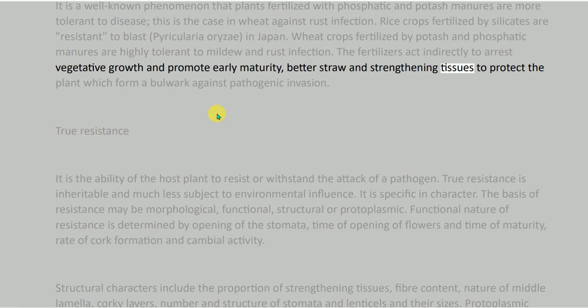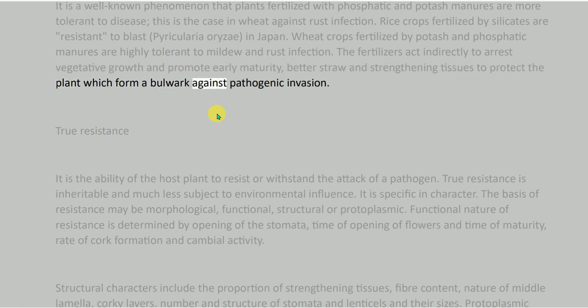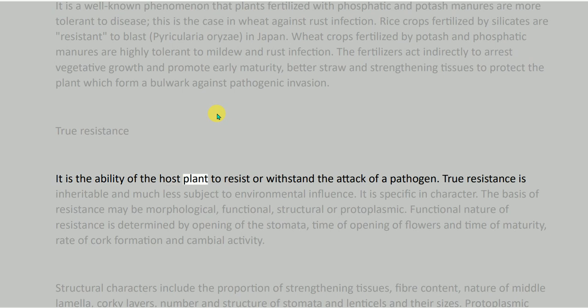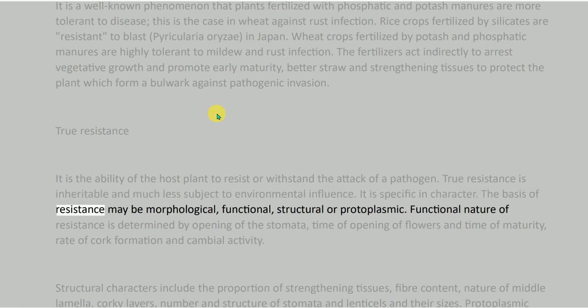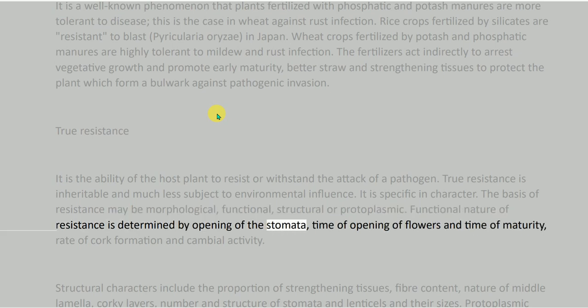True resistance. It is the ability of the host plant to resist or withstand the attack of a pathogen. True resistance is inheritable and much less subject to environmental influence. It is specific in character. The basis of resistance may be morphological, functional, structural or protoplasmic. Functional nature of resistance is determined by opening of the stomata, time of opening of flowers and time of maturity, rate of cork formation and cambial activity.